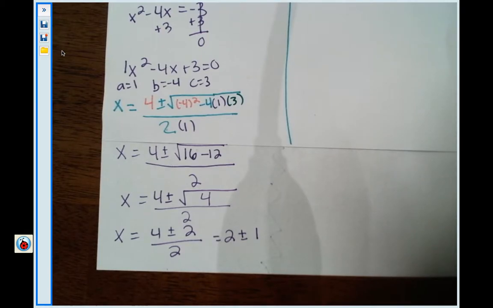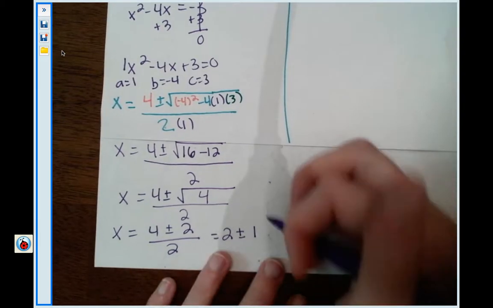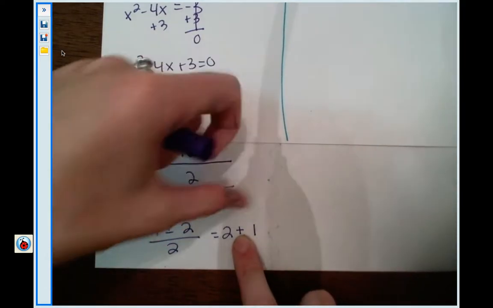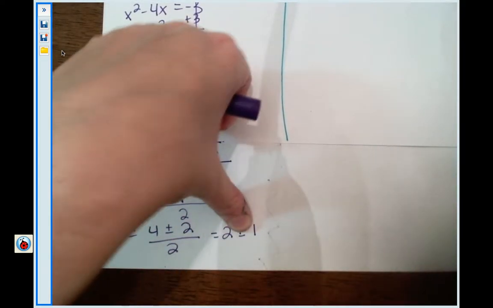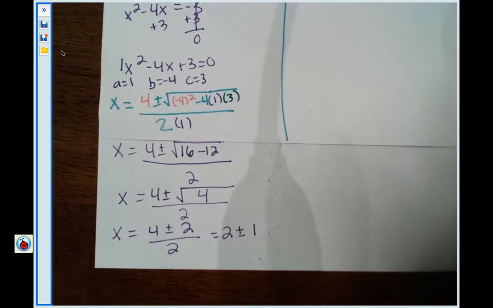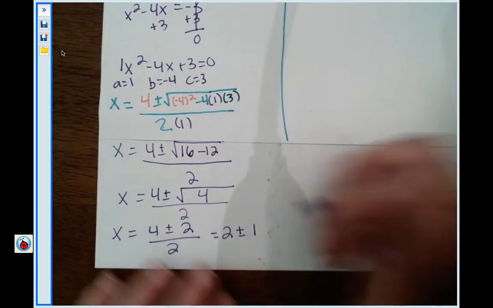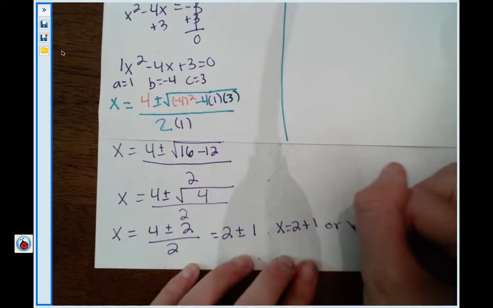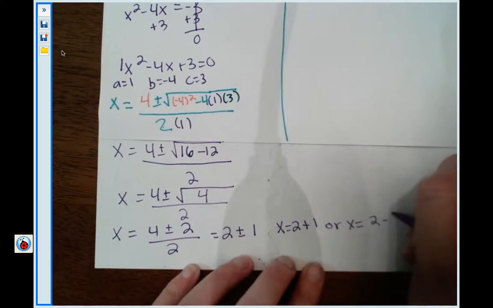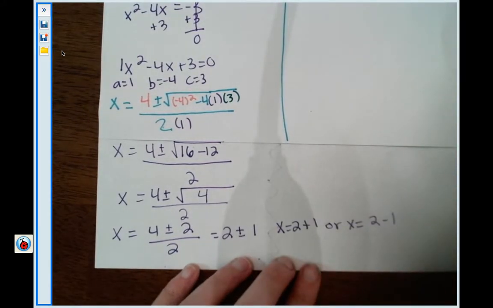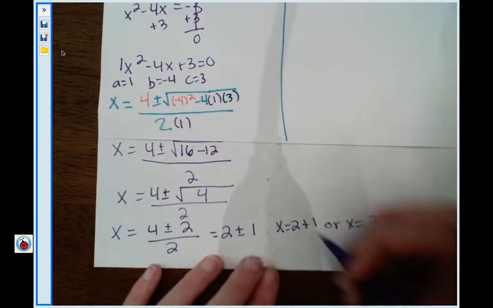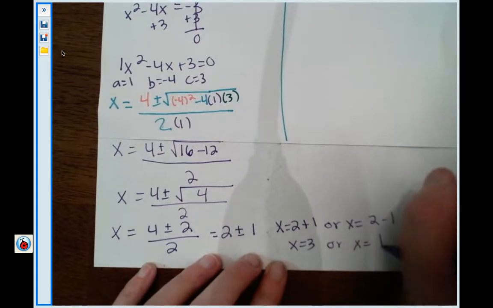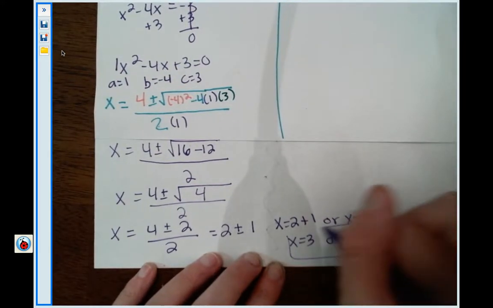Alright guys, for my final answers, we have 2 answers. One time we're going to have x equal to 2 plus 1, and one time we're going to have x equals 2 minus 1. So the plus or minus means one time we'll add and one time we'll subtract. So my answer will be x equals 2 plus 1 or x equals 2 minus 1. So x equals 2 plus 1, which is 3, or x equals 2 minus 1, which is 1. And that, you guys, would be my final answer.